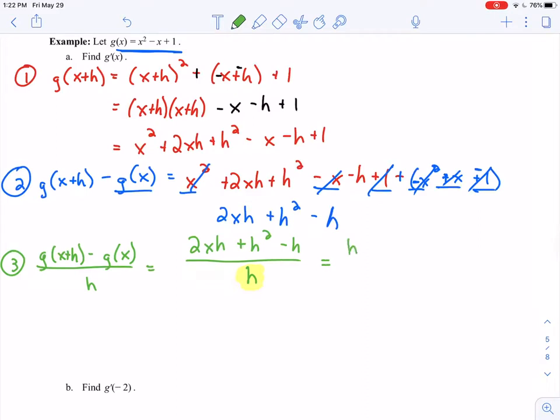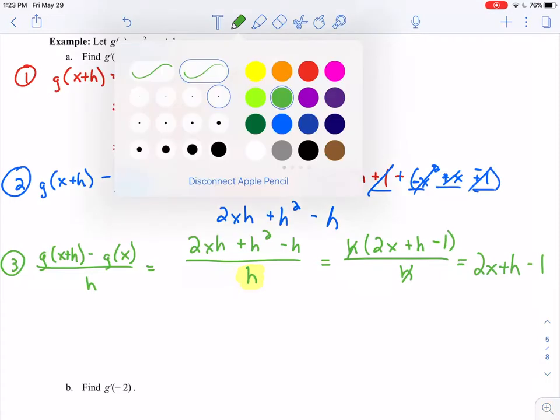So I'm going to factor an h out from my numerator, just like I did last time. I have 2x plus h minus 1, all of this divided by h. Then we can cancel that h from the numerator and the denominator, and I'm left with just 2x plus h minus 1. So that's awesome. We're ready to move on to our last step then.